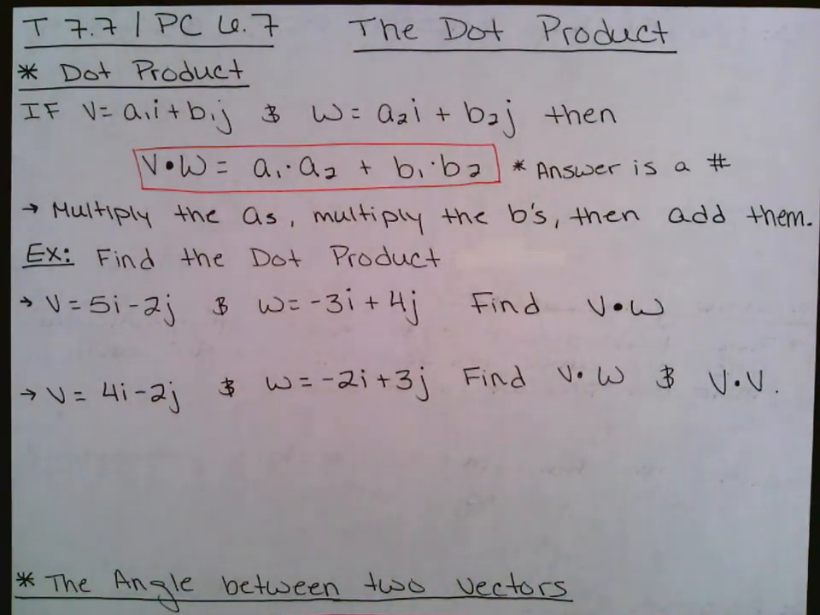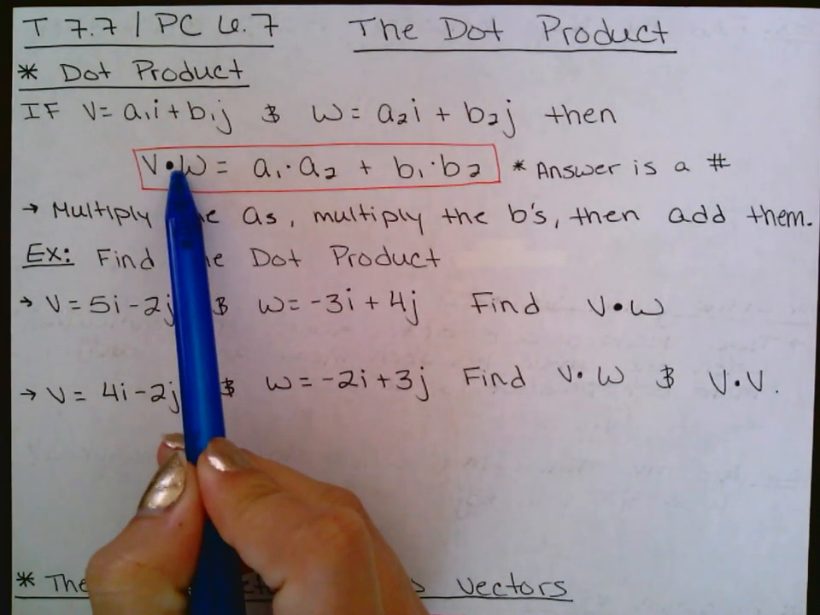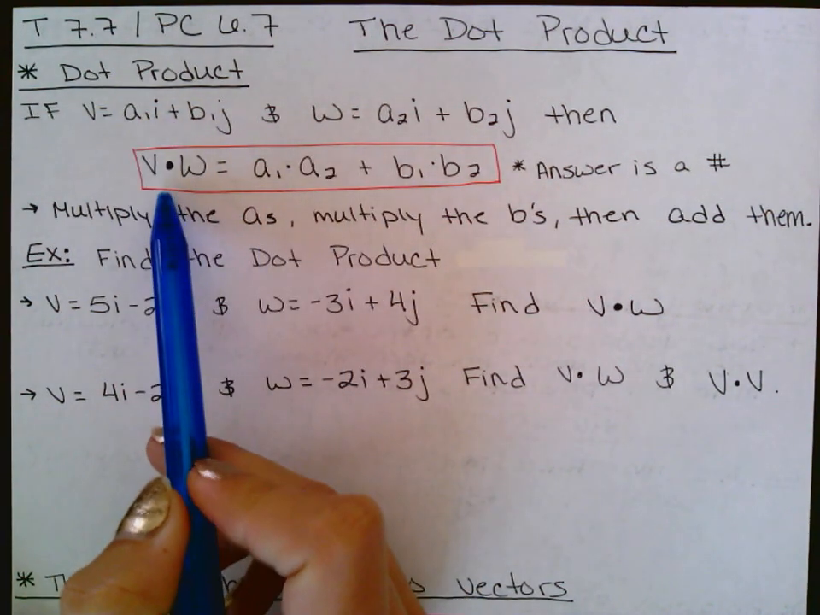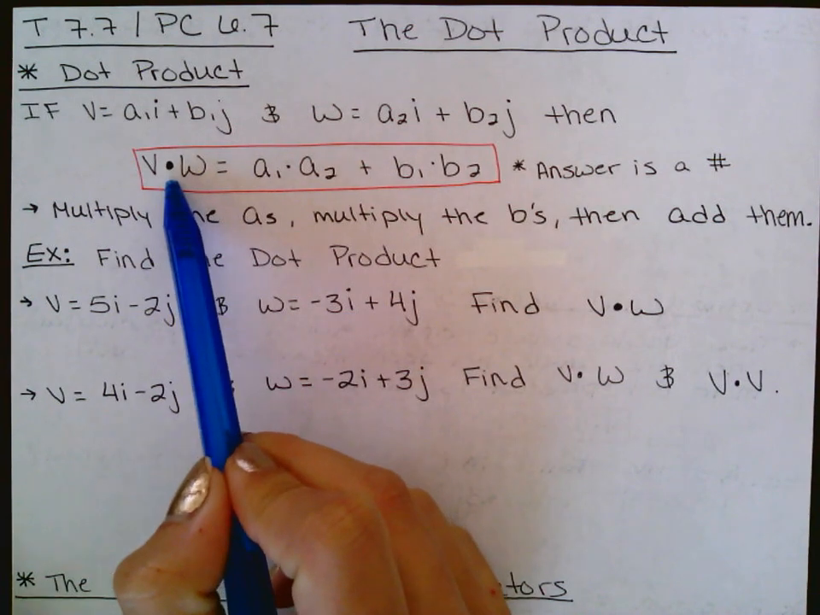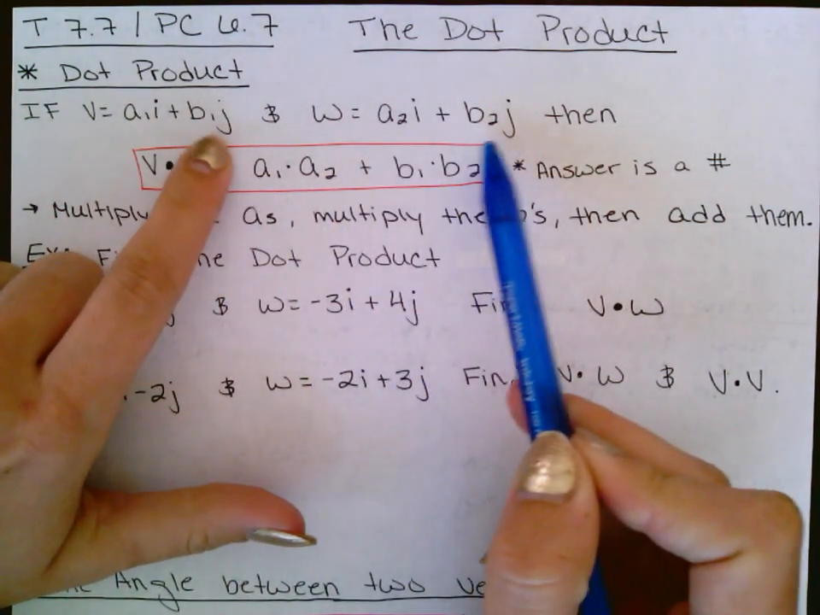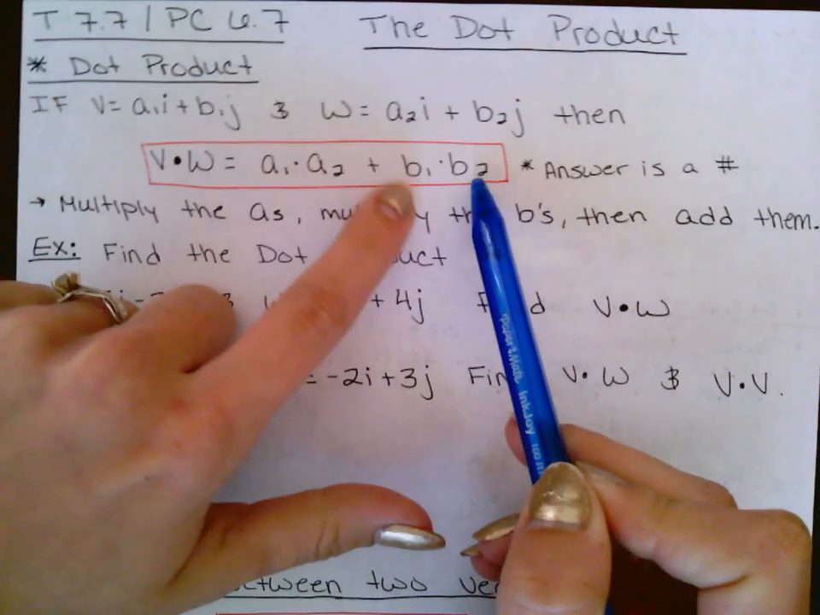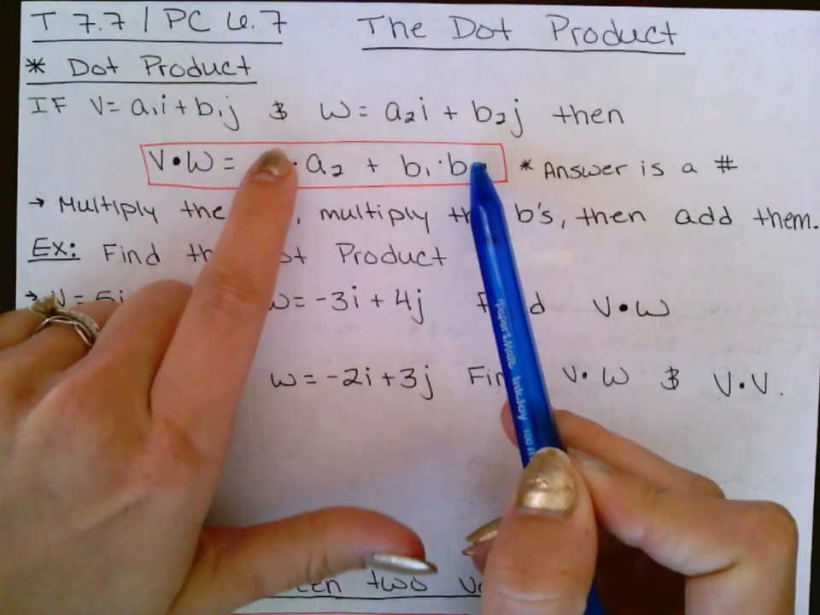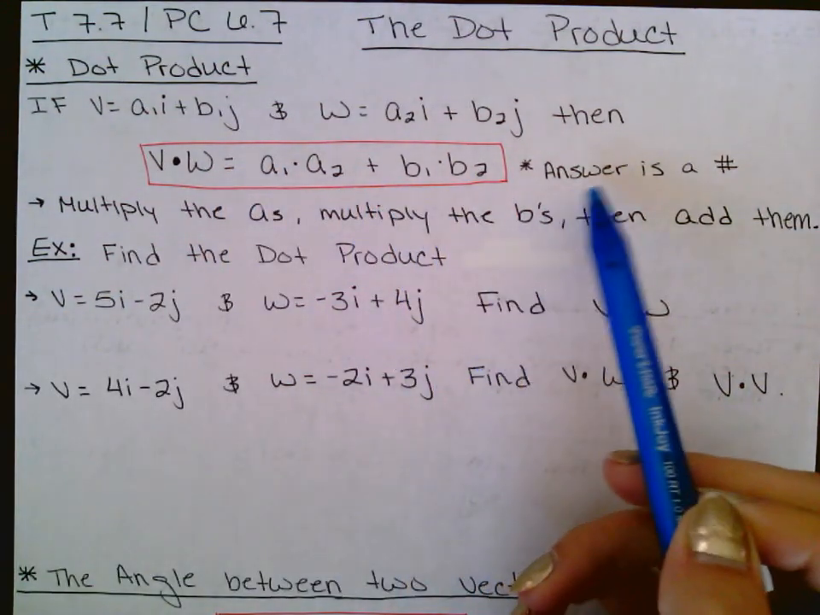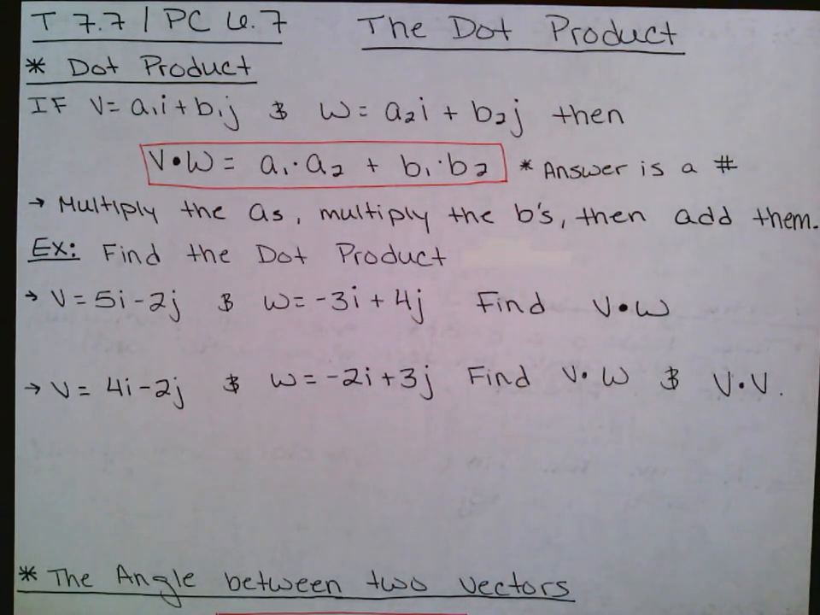So the dot product is an operation that you can do to two vectors. It looks like multiplication, but be careful because it is not. If I give you two separate vectors and I ask you to complete the dot product, you're going to take the two numbers in front of the i's and multiply them, the two numbers in front of the j's and multiply them, and then of course following PEMDAS, once we've multiplied those two numbers, we're just going to add them together. Here your answer is always going to be a number. Okay? So let's look at some examples.